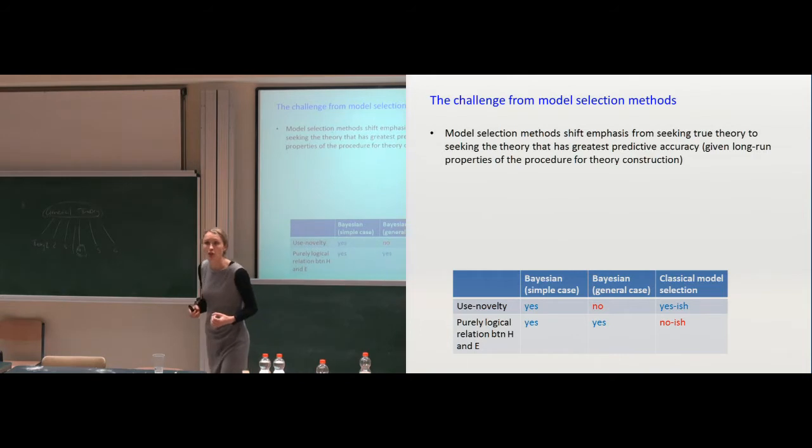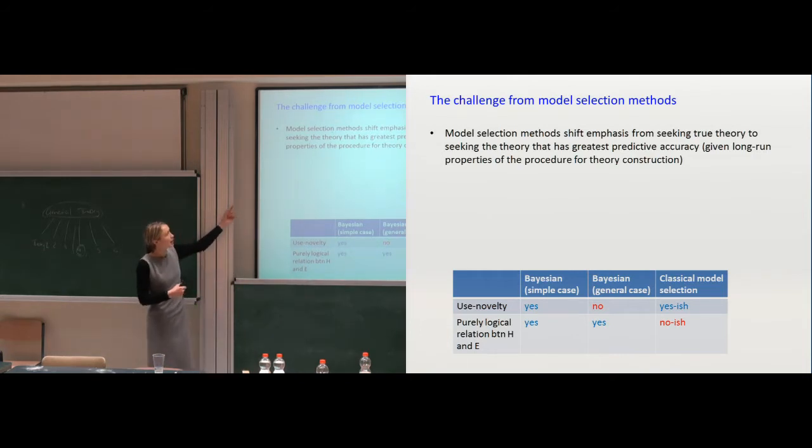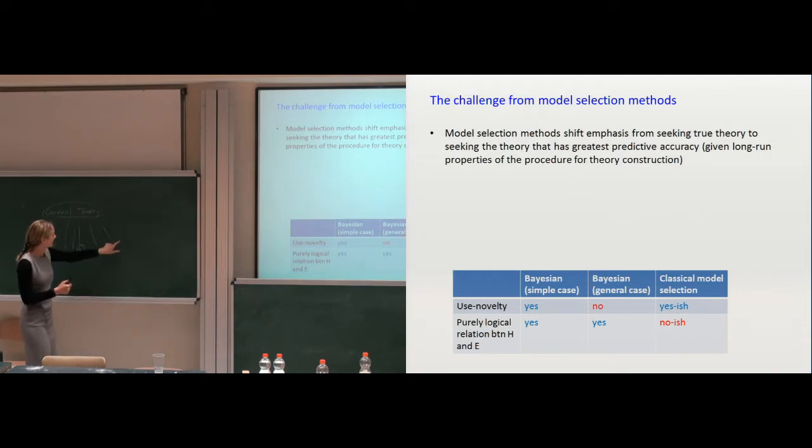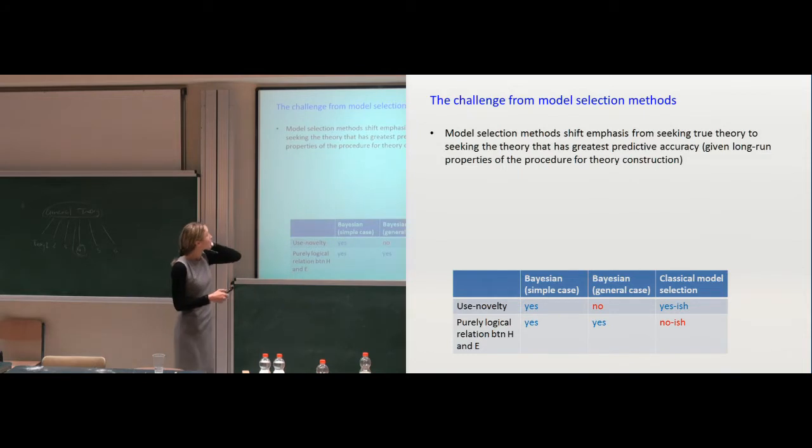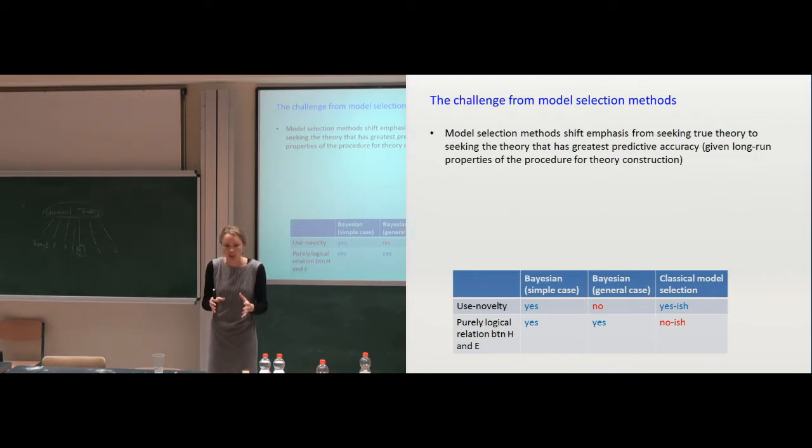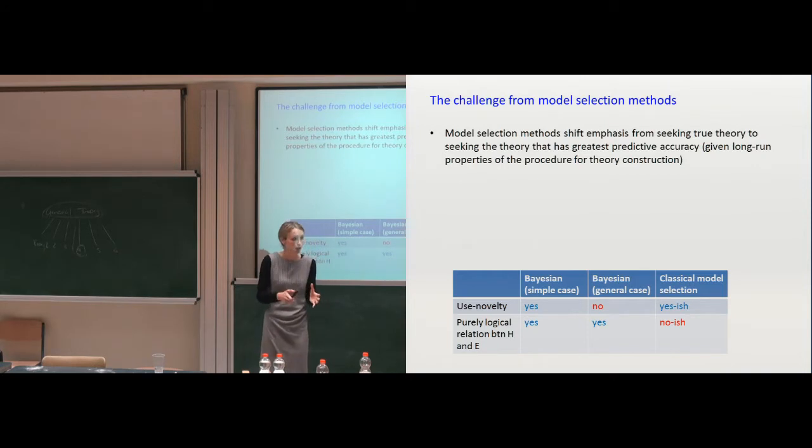So the first thing that they do is they shift our focus of attention from seeking the true theory to seeking the theory that has the greatest predictive accuracy, given long-run properties of the procedure for theory construction. So they shift the focus from the truth of the theory to how predictively accurate the theory could be, which means it need not perfectly represent the truth. It might just be a good predictor of the truth, right?